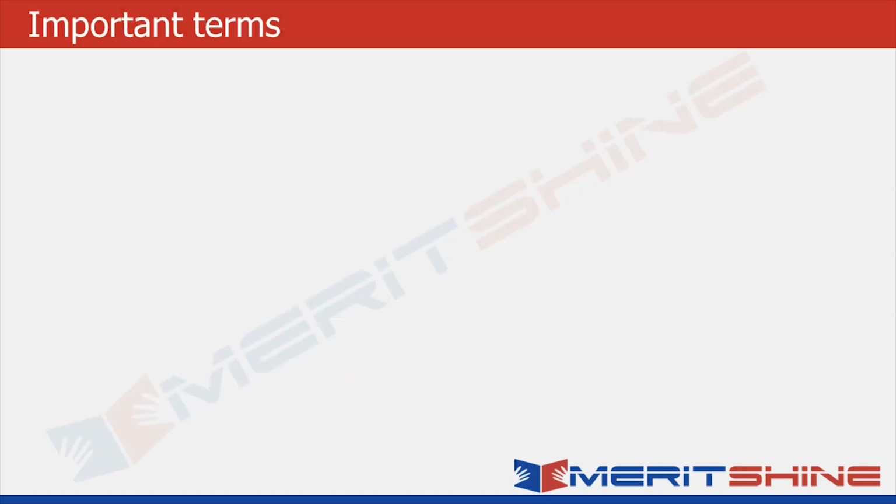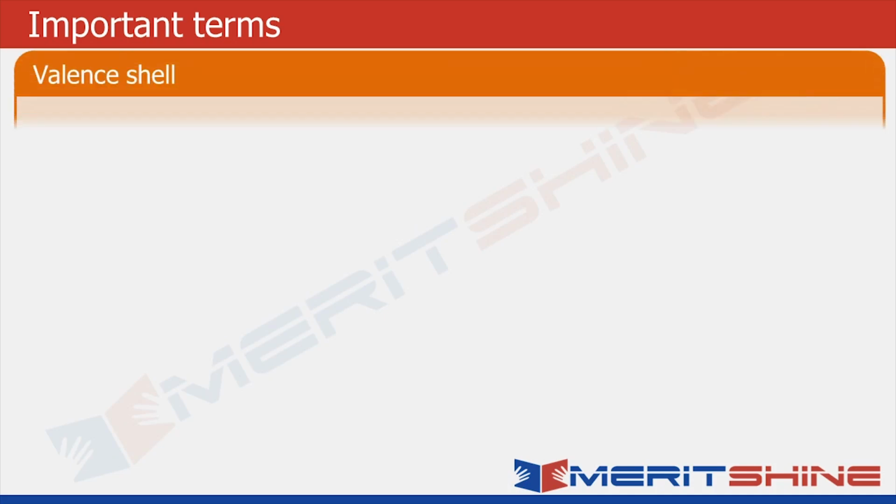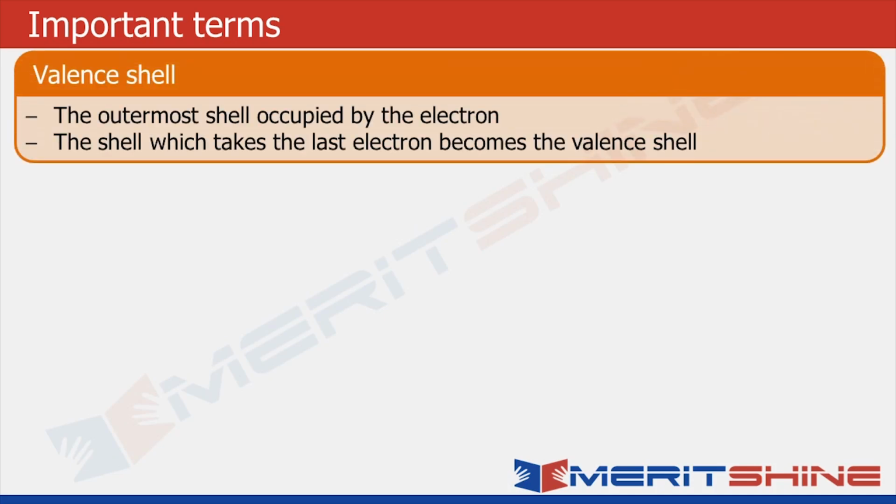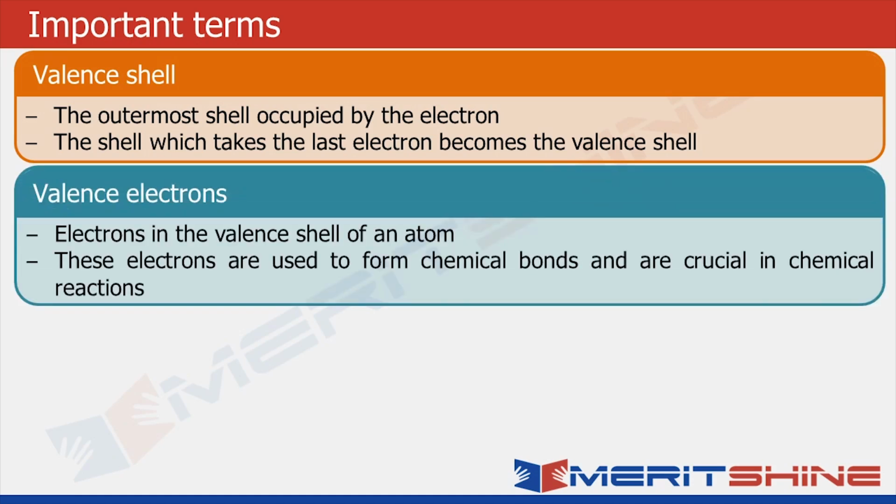Now that we know how to write down the electronic configuration of elements, let us try to understand a few important terms. Valence shell. It is the outermost shell occupied by electrons. So while filling the shells, the shell which takes the last electron becomes the valence shell. Similarly, valence electrons is very simple. It is the number of electrons in the valence shell of an atom. And what is its significance? These electrons are used to form chemical bonds and are crucial in chemical reactions.